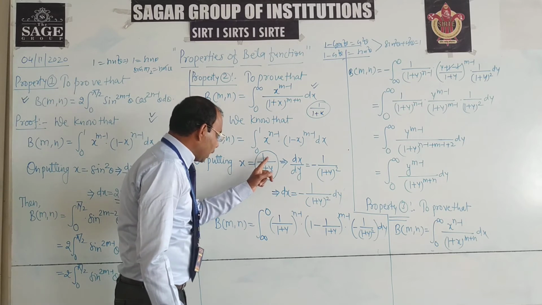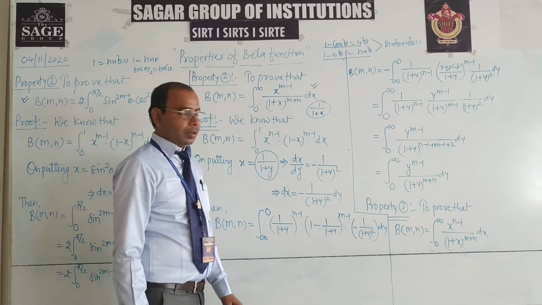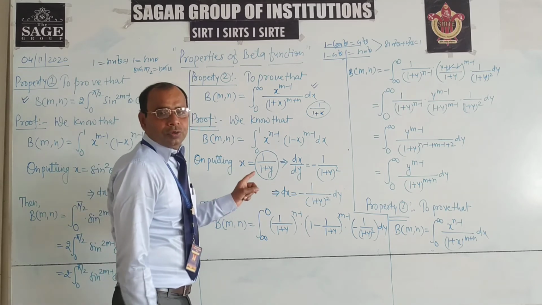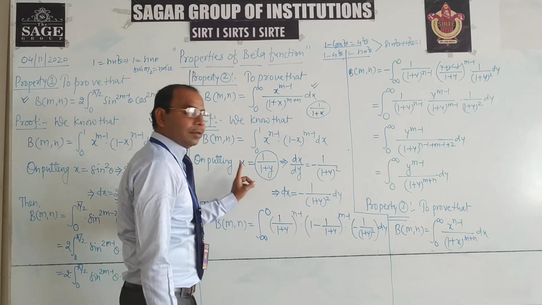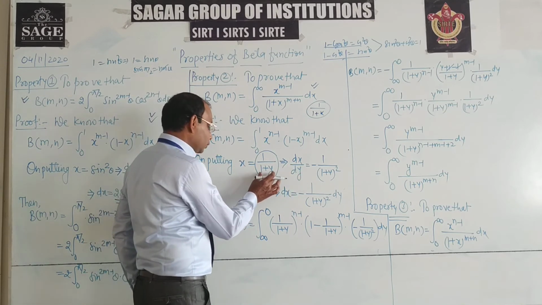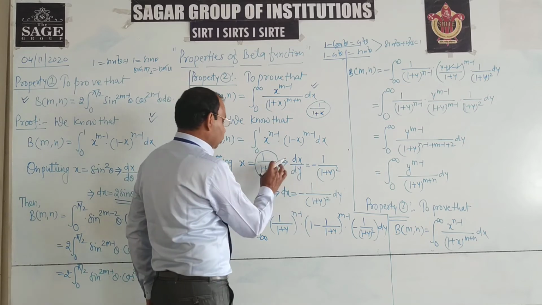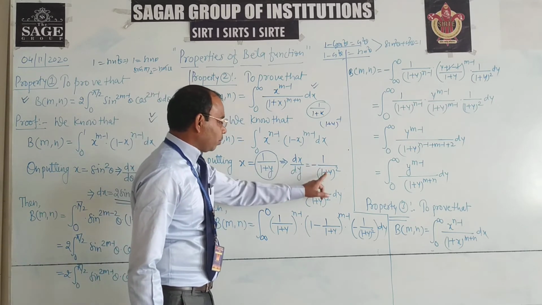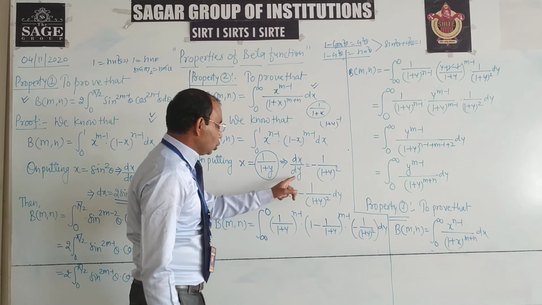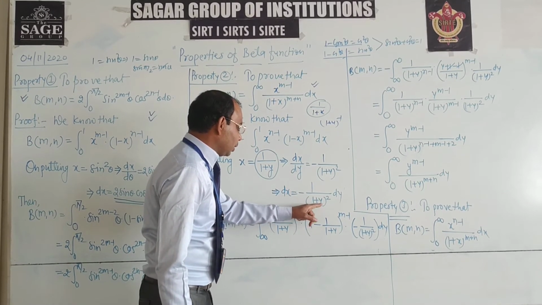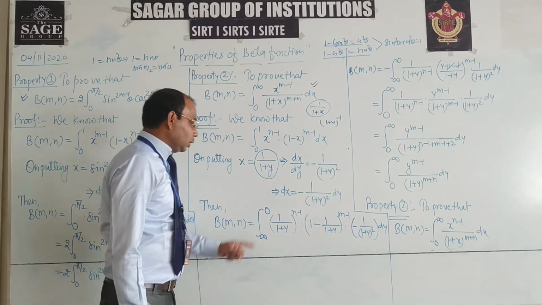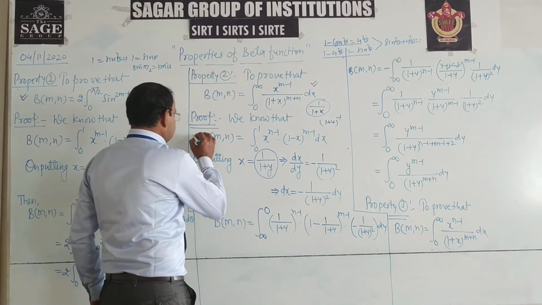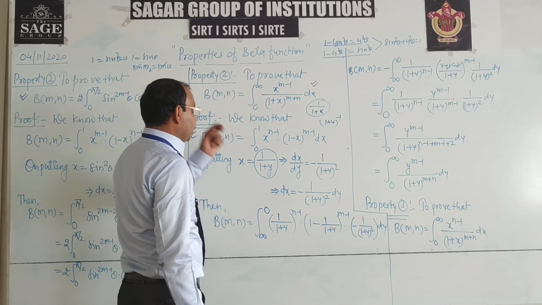x is equal to 1 upon 1 plus y. This x is replaced by the other variable y. Now on differentiation with respect to y, dx upon dy, this term in the form of numerator, the power of 1 plus y to the power minus 1. The differentiation is minus 1 upon 1 plus y whole square. So dx is equal to, on cross multiplication, minus 1 upon 1 plus y whole square dy. This substitution in the given term, we select the formula beta mn equal to this term.